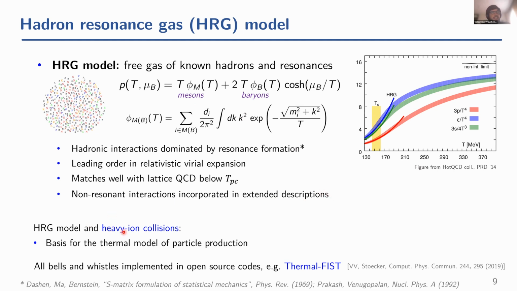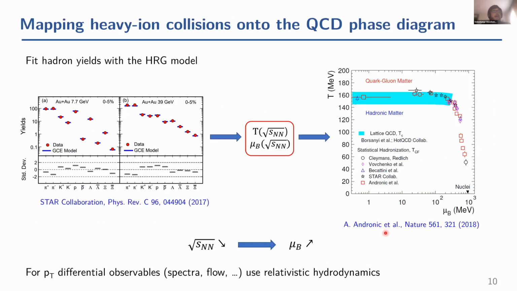And for heavy ion collisions, the HRG model is the basis for the thermal model of particle production. There are lots of bells and whistles which go into applying the model to experiment, which I will not cover in detail, but nowadays there are open source codes, including my own code, which allow you to do all of these things. And I will just put a link here as a self-advertisement of my code. But let me now get back to this important application of the HRG model.